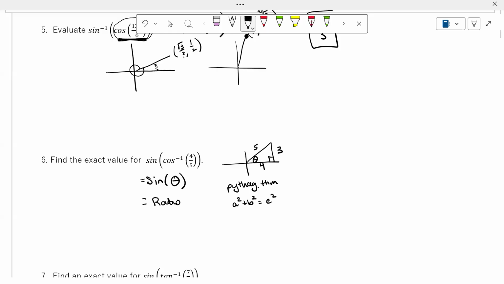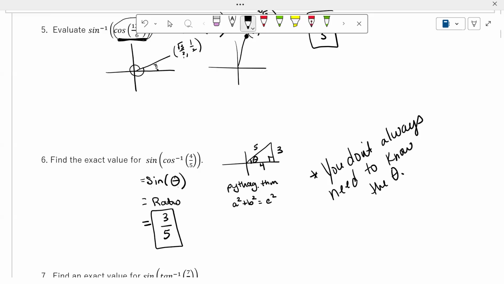I don't need to grab my calculator and find it because I actually just want to know what the sine of this angle is. The sine of this angle is the opposite leg over the hypotenuse. So the answer here is actually 3/5. So this one is a prime example where you don't always need to know the angle to complete the problem, okay? Let's look at the next one and see if we need to know the angle.